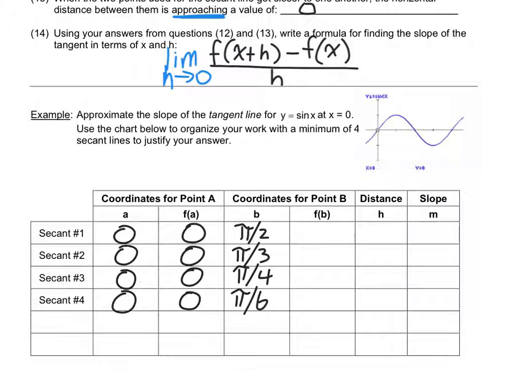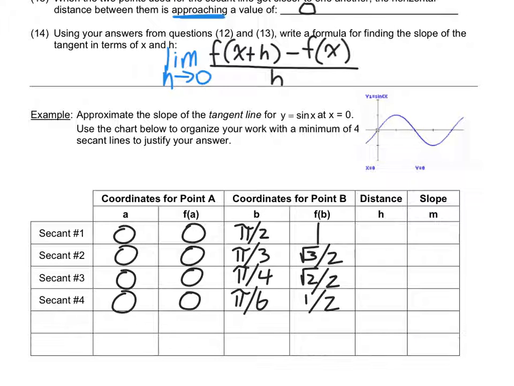All right? So now the hard part. What is the sine of pi over 2? 1. The sine of pi over 3. Radical 3 over 2. Radical 3 over 2. Sine of pi over 4. Radical 3 over 2. And the sine of pi over 6. 1/2. 1/2. All right, those are some unit circle or chart values.